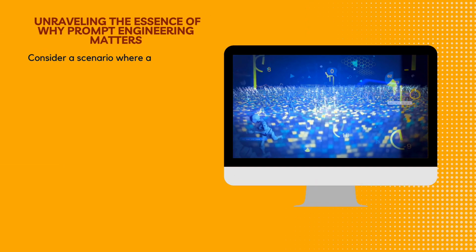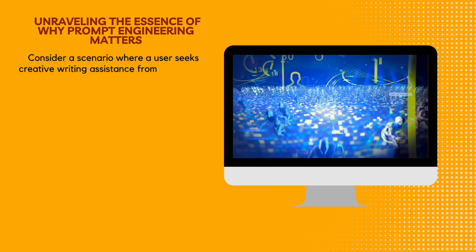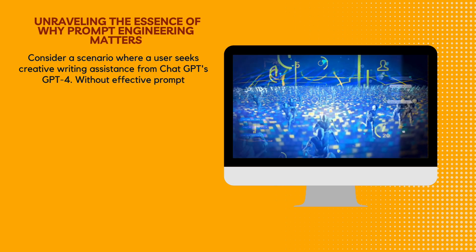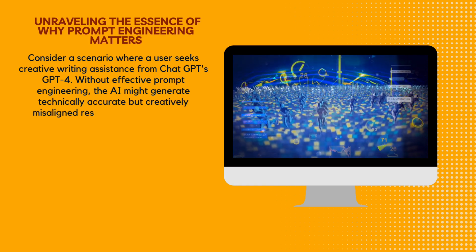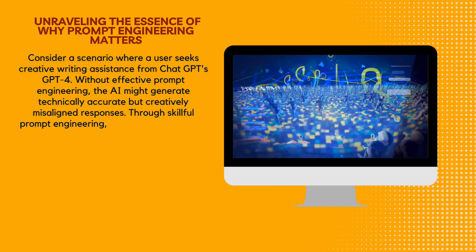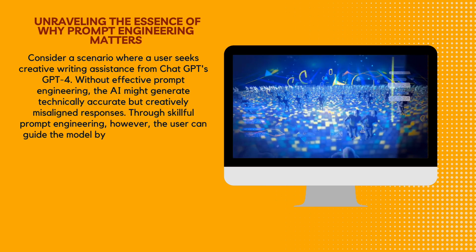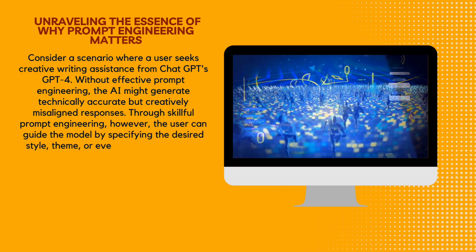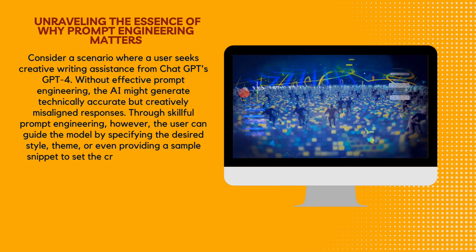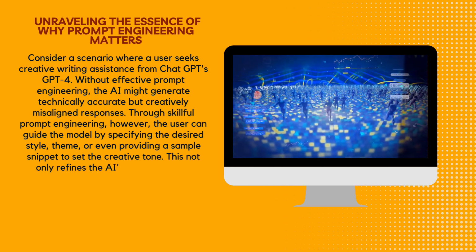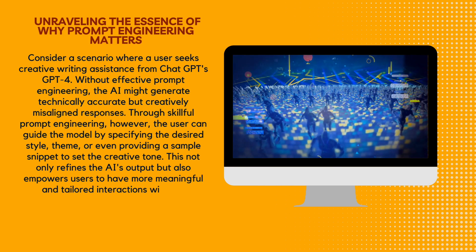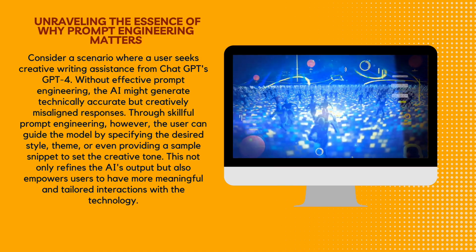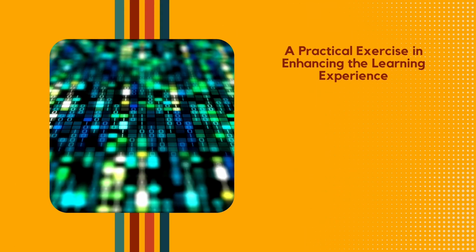Consider a scenario where a user seeks creative writing assistance from ChatGPT's GPT-4. Without effective prompt engineering, the AI might generate technically accurate but creatively misaligned responses. Through skillful prompt engineering, however, the user can guide the model by specifying the desired style, theme, or even providing a sample snippet to set the creative tone. This not only refines the AI's output but also empowers users to have more meaningful and tailored interactions with the technology. Step number 5. A practical exercise enhancing the learning experience.